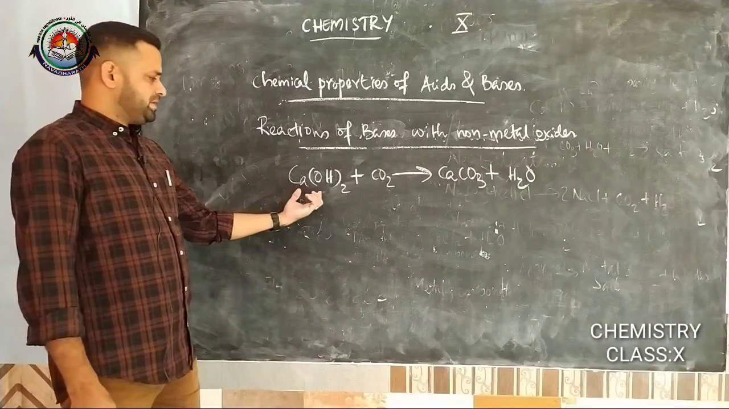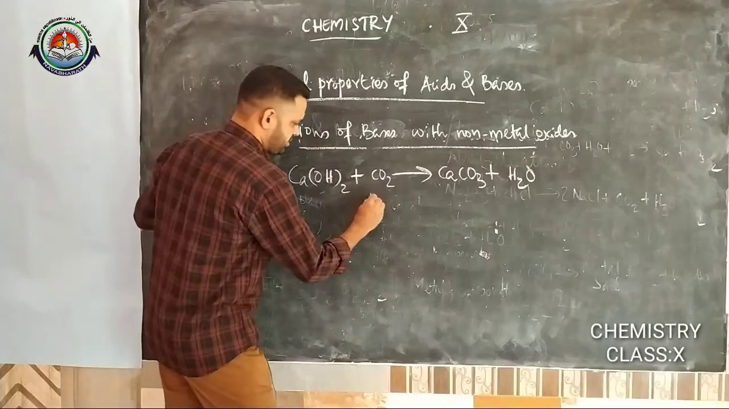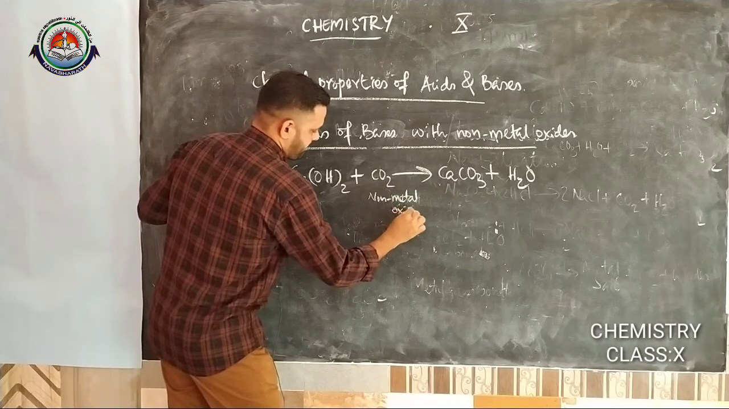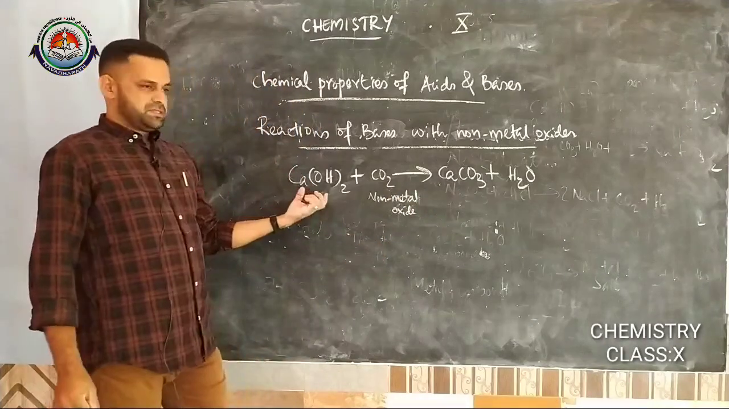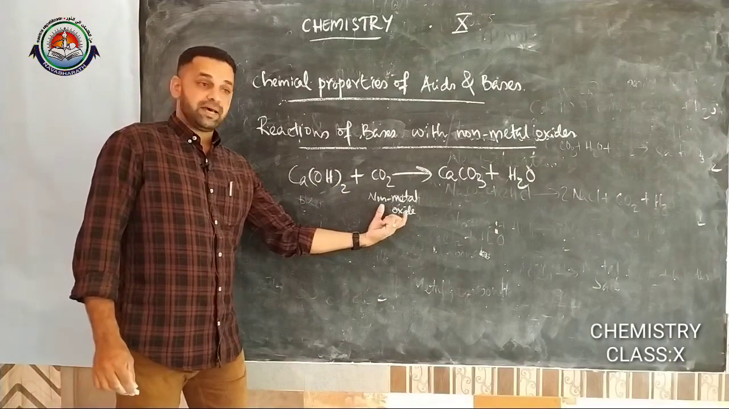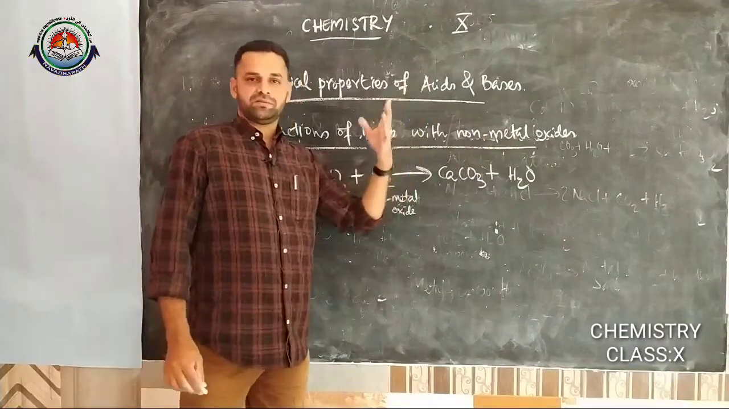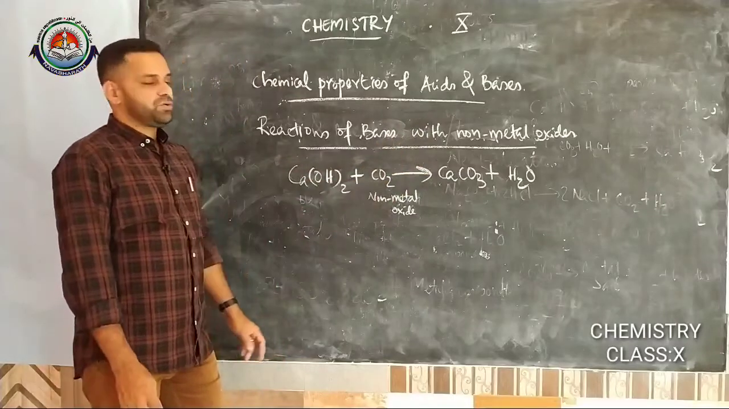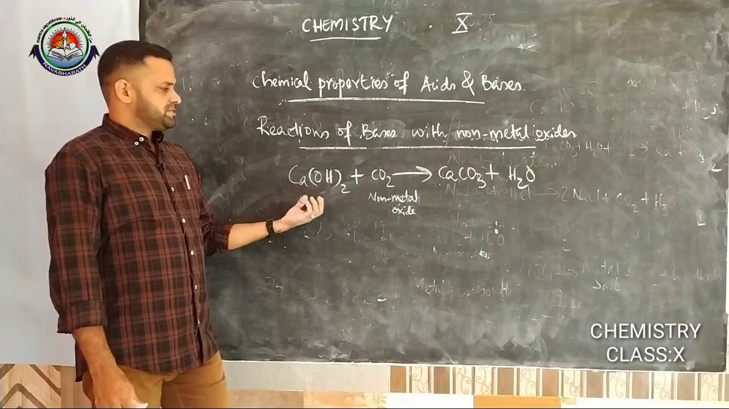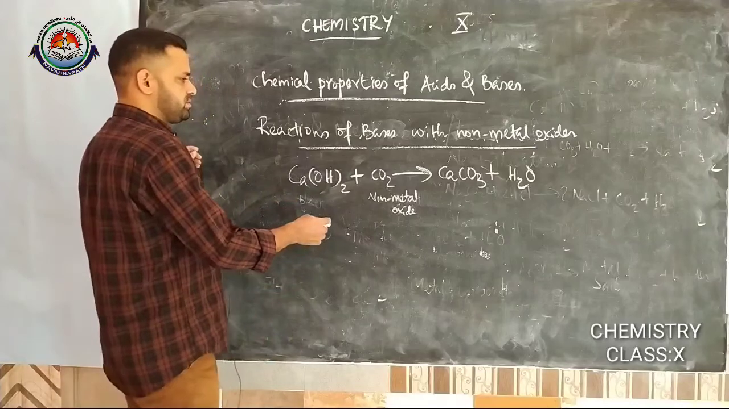So, bases react with the non-metal oxide. Carbon dioxide is a non-metal oxide. Non-metal oxide is what? It is acidic in nature. It means it is base plus acid, salt plus water, isn't it? So, it is also a type of neutralization reaction. So, bases react with the non-metal oxide and form salt plus water.